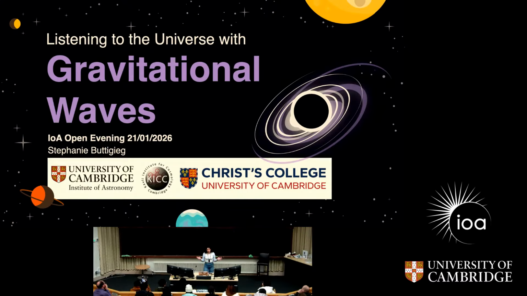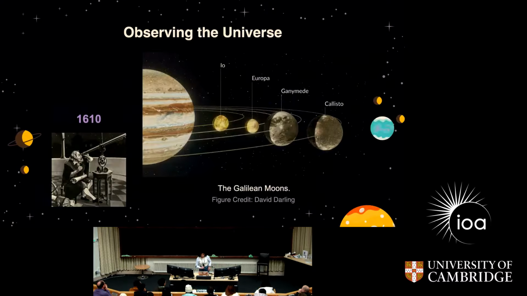But hopefully I'll keep you entertained for the next 30 minutes, talking about how we can listen, in inverted commas, to the universe using gravitational waves. So I'll take you far, far back in history first, to around 1609, which is when the first telescope was invented. And then a few short months after that, Galileo used his telescope to point at the sky and see what the sky has to tell us.